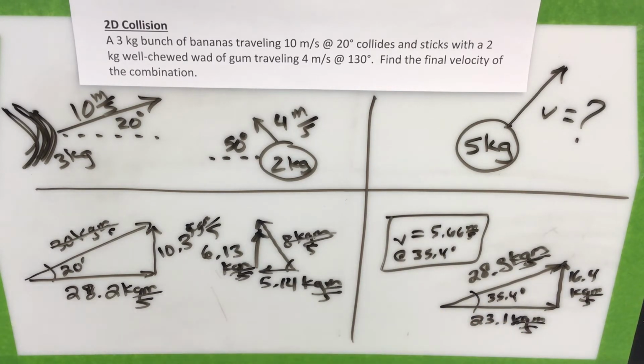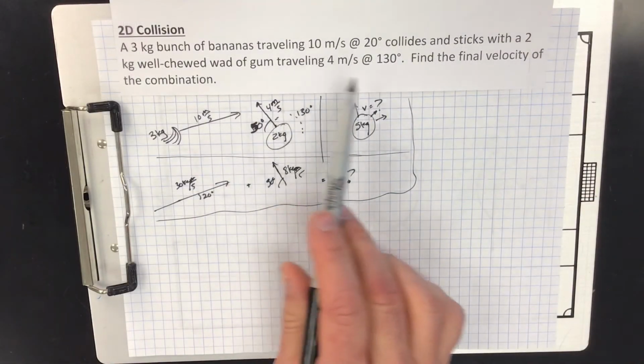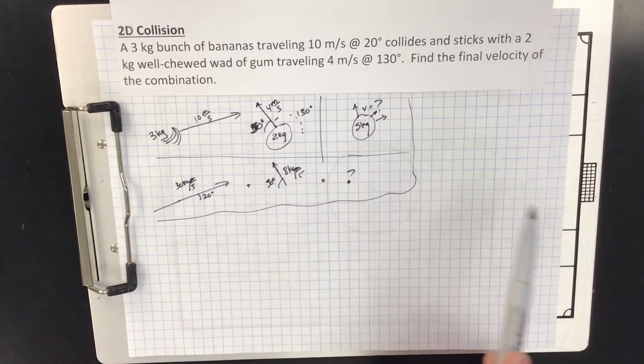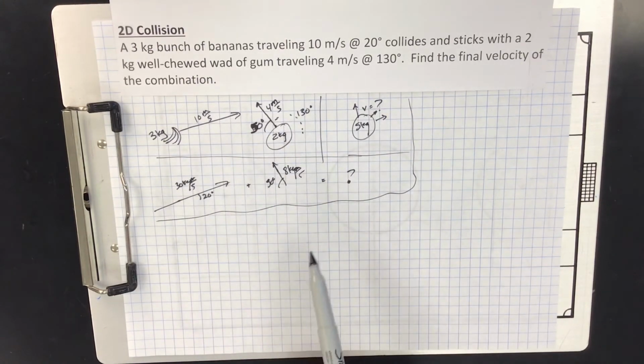Nice and visual. I really like this. This really improved my honors physics student success. You can also do this using the graphical method. Now, that's a pretty spectacular one that nobody ever does. So we've got the 3 kilogram bunch of bananas at 10 meters per second, and the 2 kilogram well-chewed wad of gum, 130 degrees, 4 meters per second.